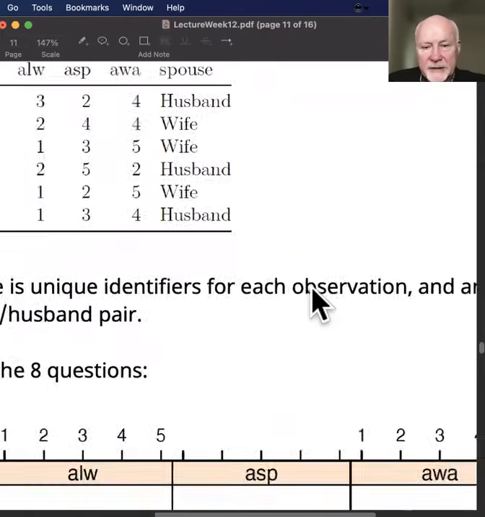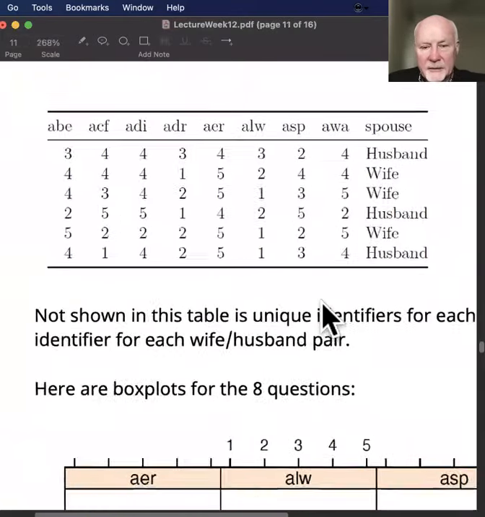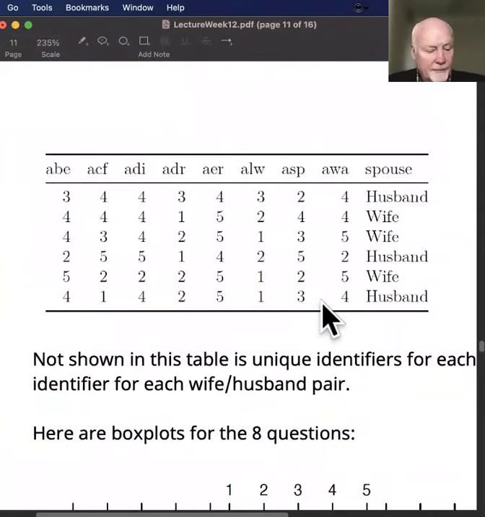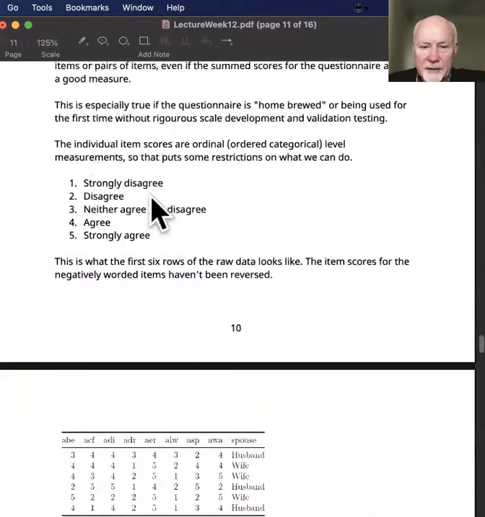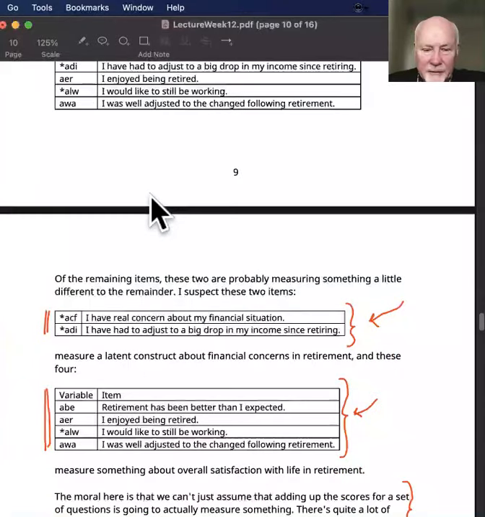The data in this questionnaire looks like this in its raw form. There's some bits I haven't shown you here. There's an ID number for each person, and also an ID number for each husband and wife pair, and then things are recorded as numbers. So 1 is strongly disagree, through to 5 is strongly agree, and then some of them have to be reverse coded. So I think, for example, I'm pretty sure ALW is a reverse code, isn't it? Where are we?